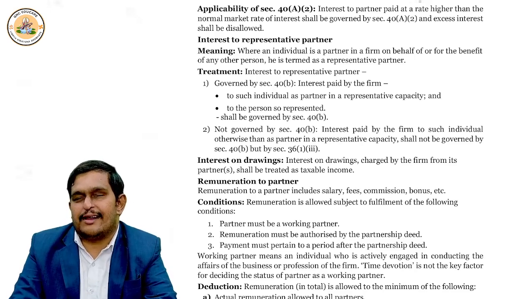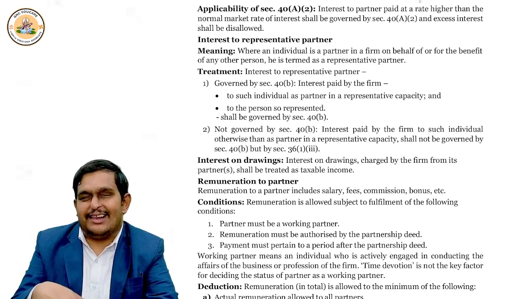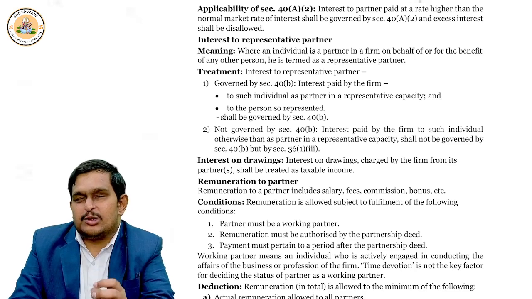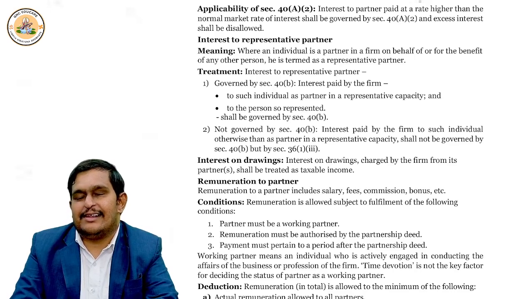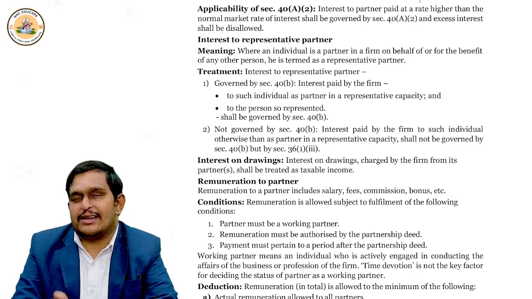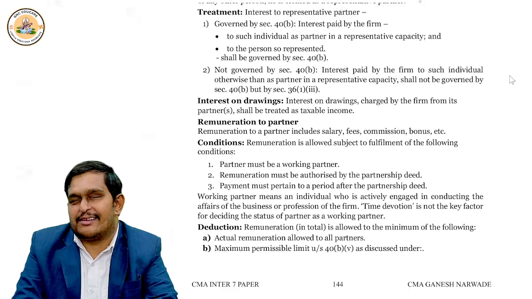Now let's come to interest on drawings. Obviously, if partners draw capital, they pay some interest to the firm, then for the firm it is income. It is credited to the P&L account as income and recognized while filing the income tax return as income. So there is no doubt about it. Very simple provision. Now, remuneration to partner. Here is the actual amendment which we are going to discuss.